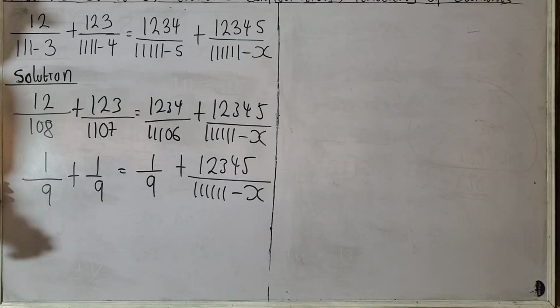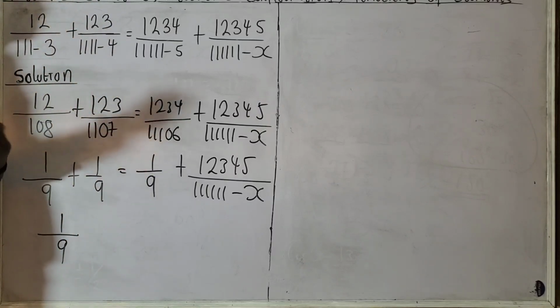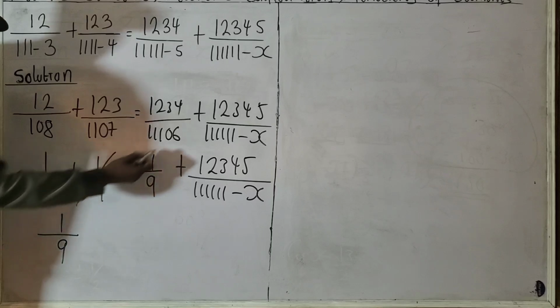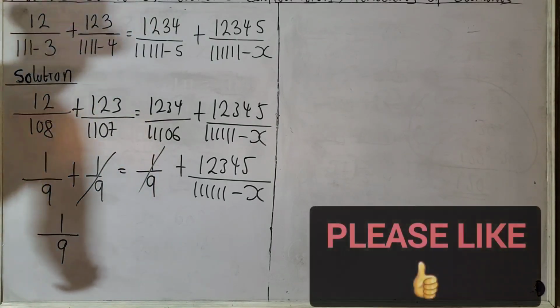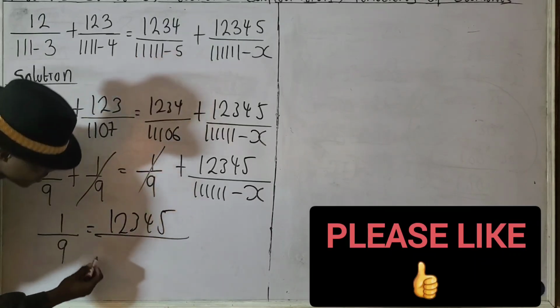What will this give you? 1 over 9. Because at the end of the day, you're going to take the difference between these two and this. So this will eliminate this. You're going to be left with what? 1 over 9 on the left hand side of the equation. So this will be equal to 12345.